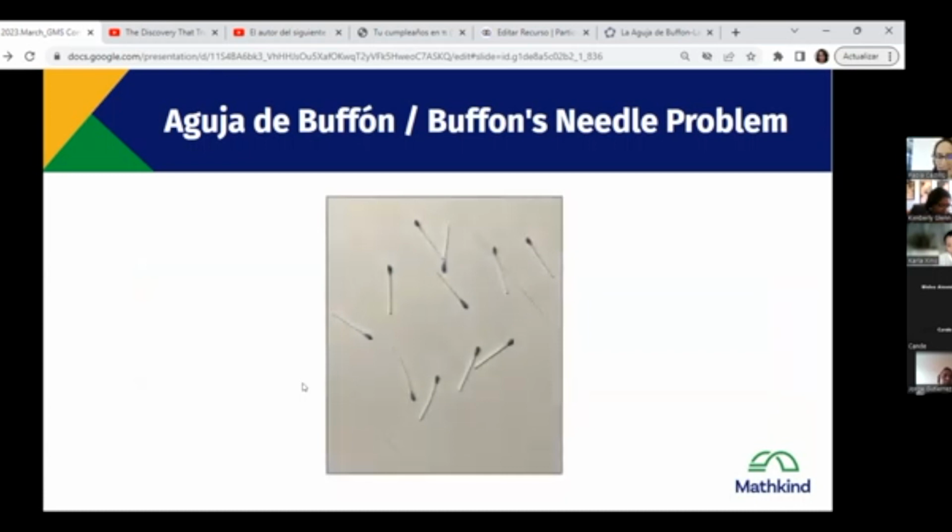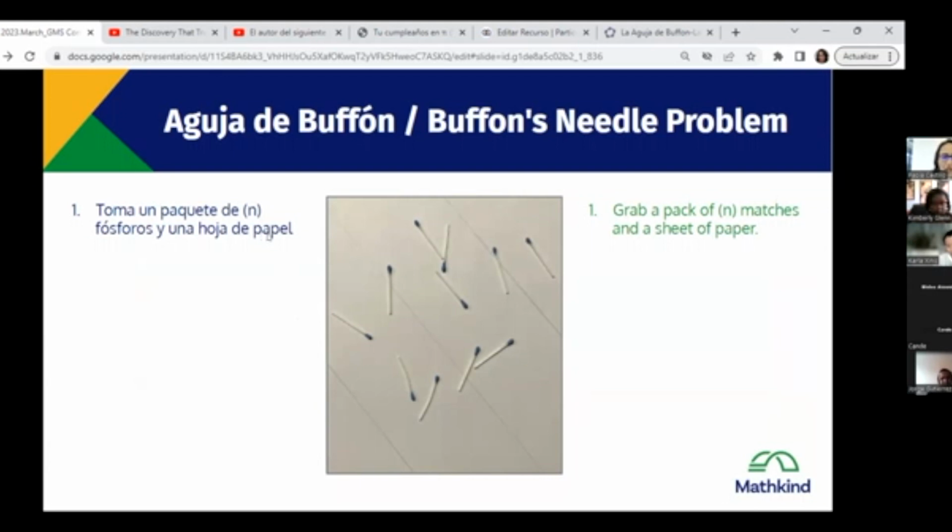This is the experiment for those of you who need it: the Buffon's needle problem. It is a resource, and I will tell you where. We're about to finish, but I want you to have resources in order to explore where pi is. The experiment is very, very simple. We're not going to do it, but I'm going to share it.